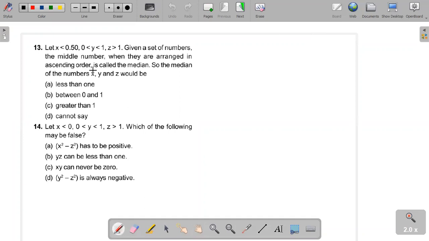So the first question is: x is less than 0.5, y is between 0 and 1, and z is greater than 1. When they are arranged in ascending order, the middle number is called the median. So the median of the numbers, let's say x is 0, y is 0.5 and z is some 5, would be less than 1.